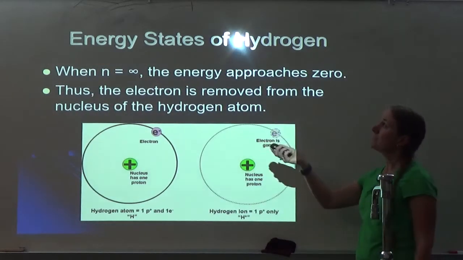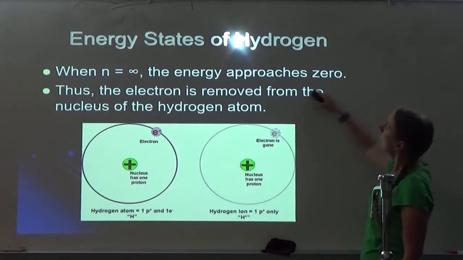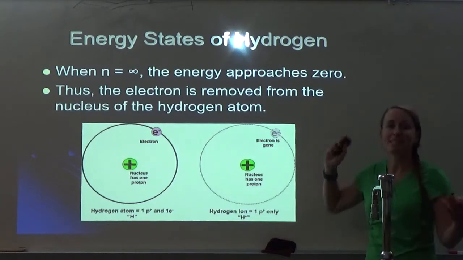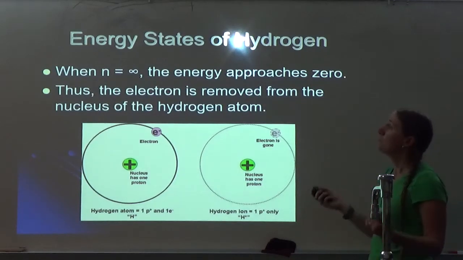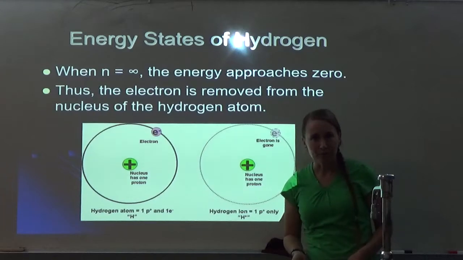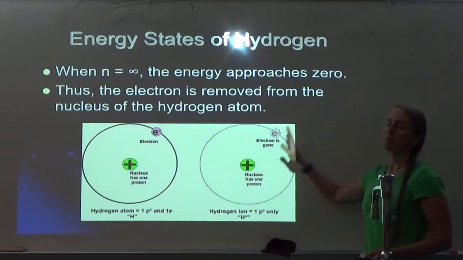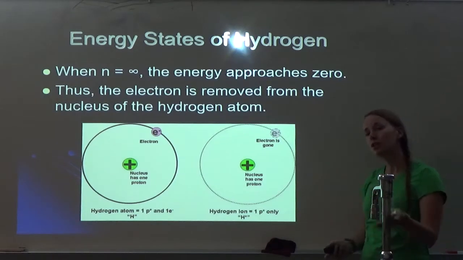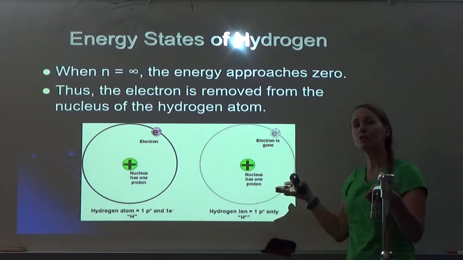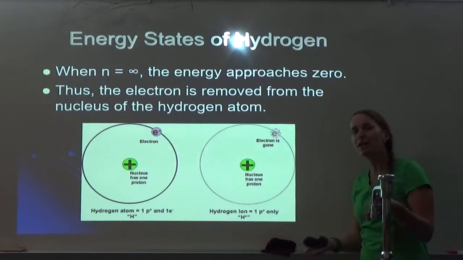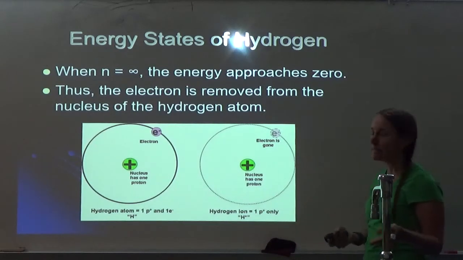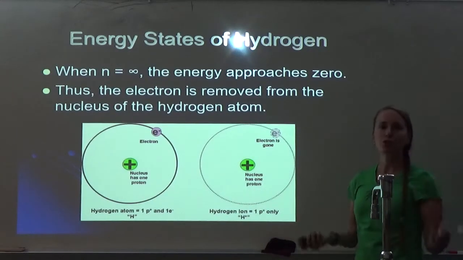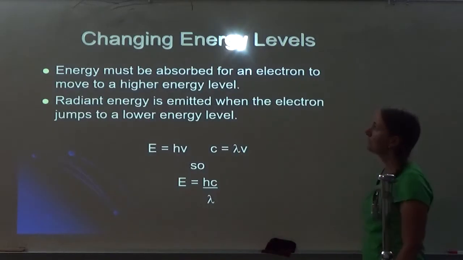So when n equals infinity, as we're just moving farther and farther away from the nucleus, the energy approaches 0. Thus, the electron is removed from the nucleus of the hydrogen atom. As we go up in energy levels, from 1 to 2 to 3 to 4 to 5 to 6 to 7, and we keep going, eventually the electron gets so far from the nucleus that it will be gained by another atom that happens to be in the same vicinity. At that point they got so far that the attraction was too little to hold the electron.